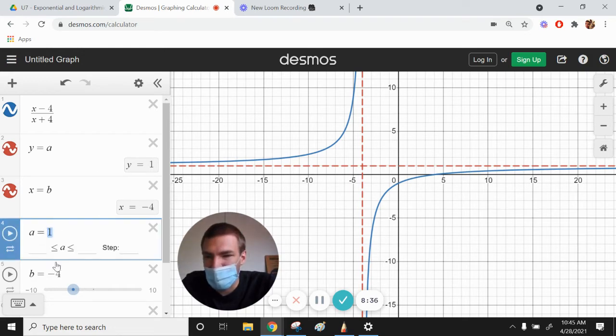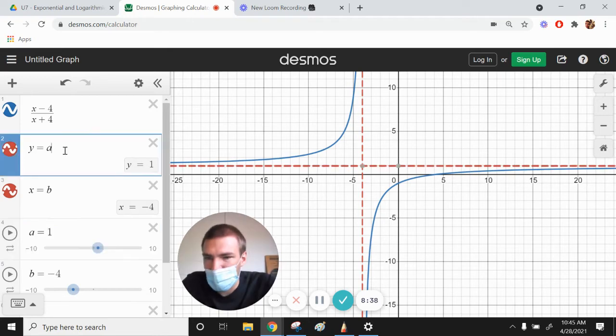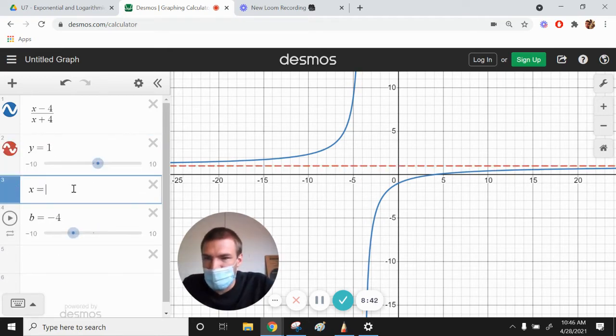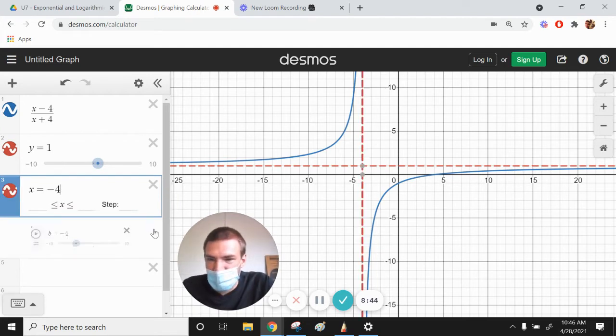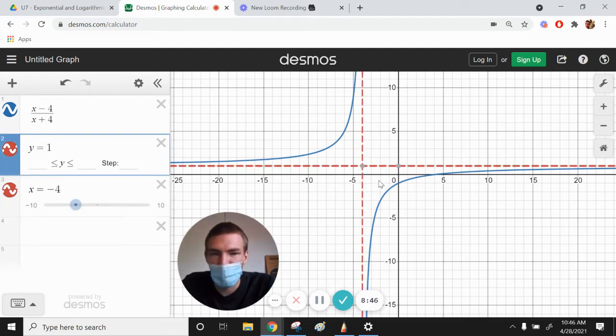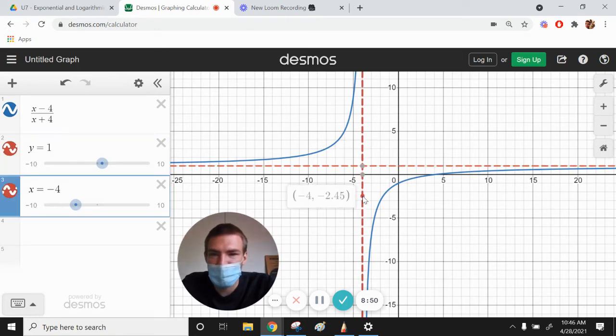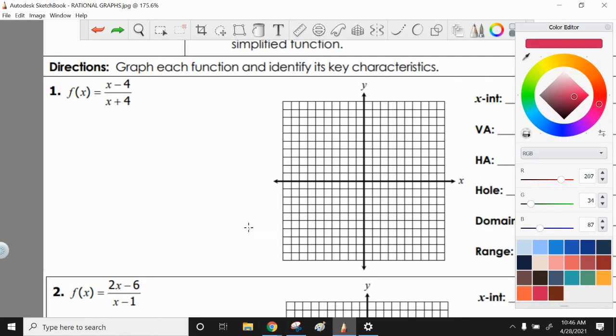So I've settled on the number of 1 for my y. So that's y equals 1. And then negative 4 for my b. So that's x equals negative 4. So my horizontal asymptote at a positive 1 value. My x-intercept at a negative 4 value. So let's go back here.